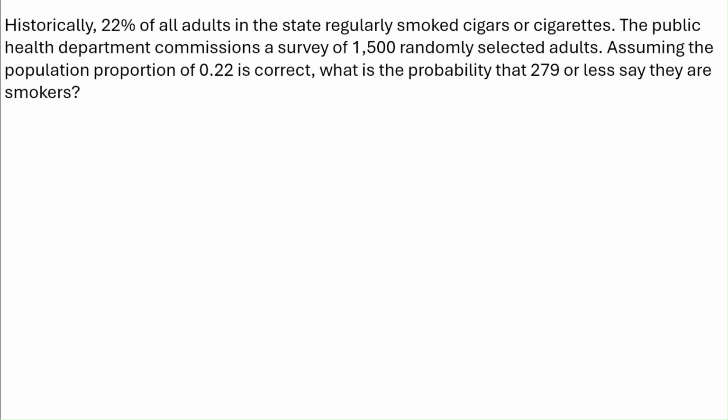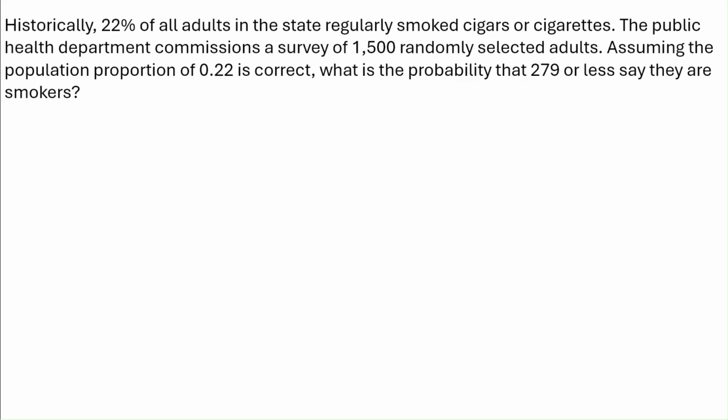All right, for these problems, they really are just normal probability problems. The only thing you have to think about is what is the mean, what is the standard deviation, and then you will solve them the exact same way as we did before with the equals NORM.DIST function in Excel. So this says historically 22% of adults in the state regularly smoke cigars or cigarettes.